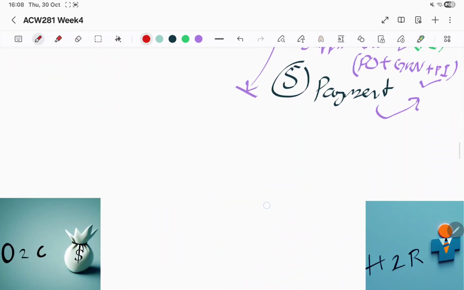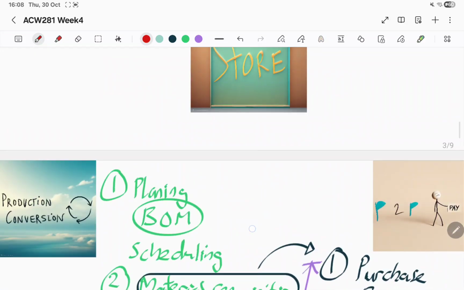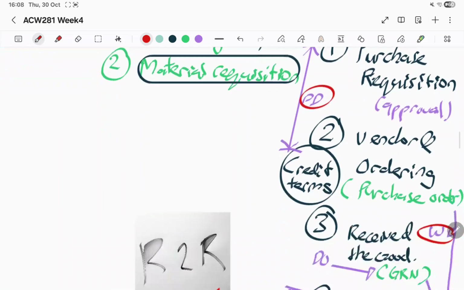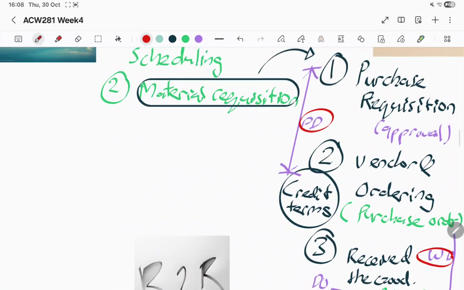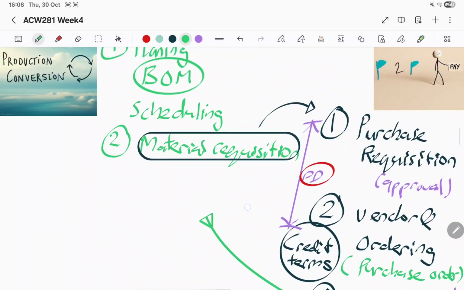Then, what happened next? This one, okay. Over here, when you receive the goods, or you receive the chicken, then you will go back to this one, all right, the production.